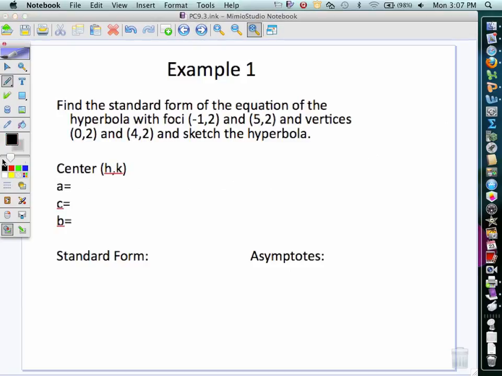All right, let's look at our first example. It says, find the standard form of an equation of a hyperbola with foci (-1, 2) and (5, 2). Well, I always will graph these out. (-1, 2) and (5, 2).